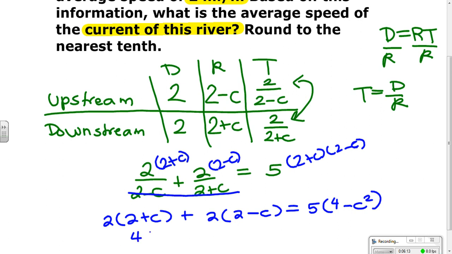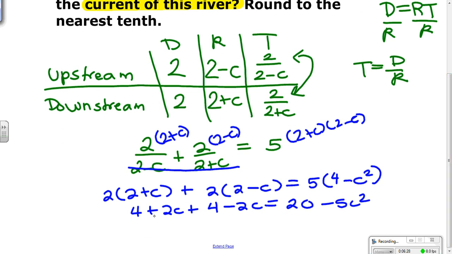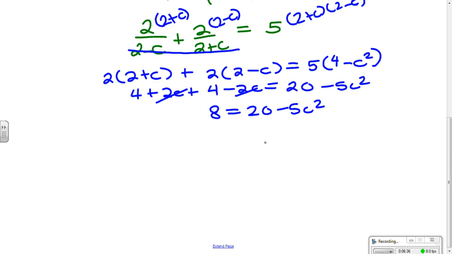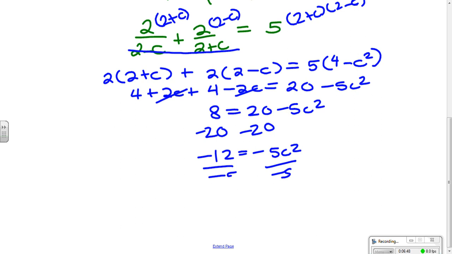All right, so let's distribute this and distribute this, and then I'll distribute over here. All right, so these are going to cancel out. I'm going to have 8 equals this. So now I can subtract 20. Divide by -5. So if I do 12 divided by 5, I will get 2.4.